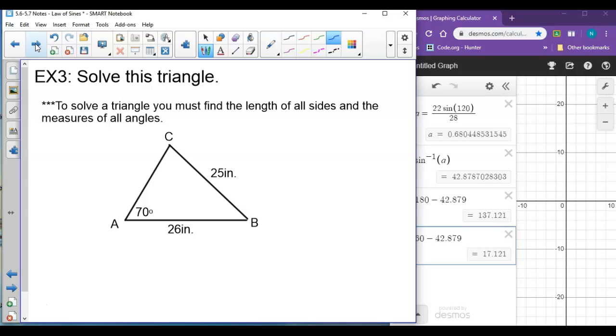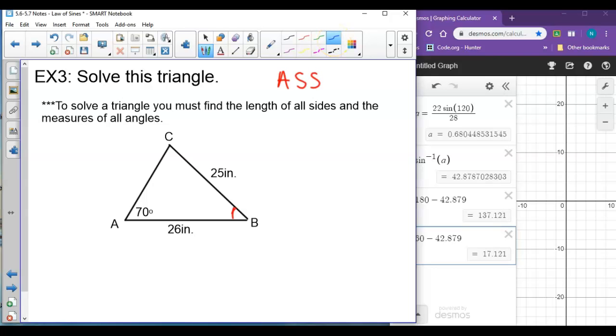All right, so here is another problem, and for this problem, it asks us to solve the triangle. To solve the triangle, you must find the length of all sides and the measures of all the angles. For this problem, notice right here that we do have an angle and two sides, and the angle is not between those two sides. So we do have angle, side, side. So we're going to have to check for that ambiguous case.